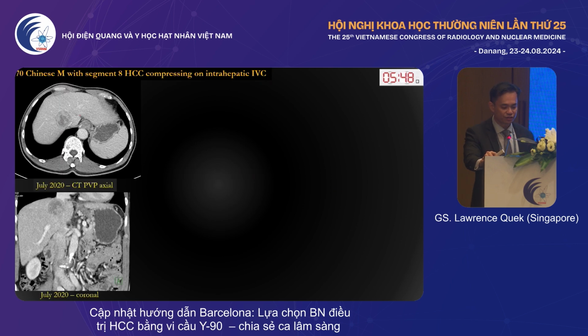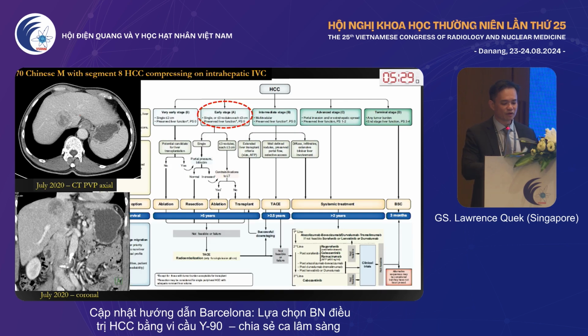Let's move on to bridge to resection. So here's a 70-year-old Chinese male with segment 8 HCC compressing on the intrahepatic IVC. As you can see on the coronal images, the tumor is compressing on the IVC. This is something that we're looking at as early stage A, and at the end of the day, resection is contemplated for this patient.